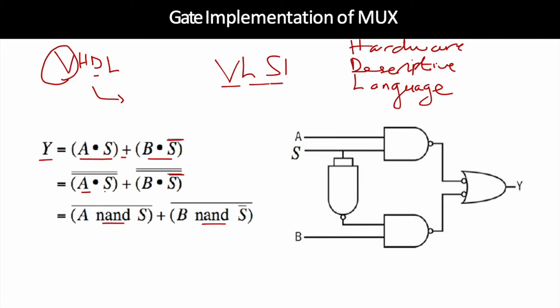But let's take the simple version, where we have A, we've got S. We can take the NAND, so not A and S, which is this NAND gate there. Let me call it 1. We have the 1 there. And then we have B and S, so B NAND S. So we have these 2 here. But in between that, we have a NOT gate.